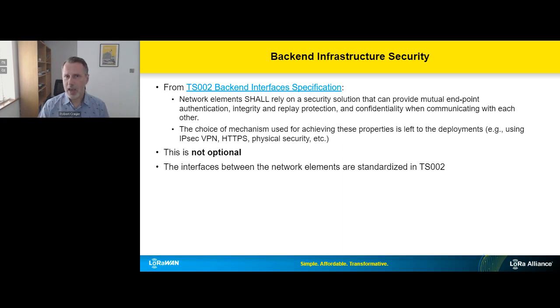So again, Alper mentioned a couple of things like IPsec, or you could use VPNs or HTTPS, TLS. There's a number of standard ways of securing communication between servers and devices in the cloud or in the private network or whatever. And those decisions can be made by the system implementers as to how they want to provide that level of communication security. But again, it's not optional. You can't not have any security between these. It's a requirement for a LoRaWAN system.